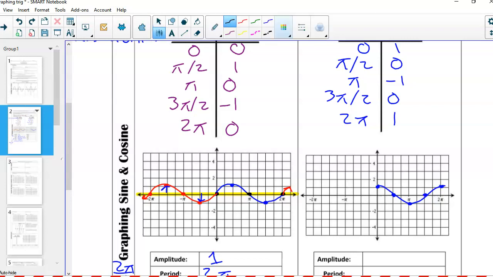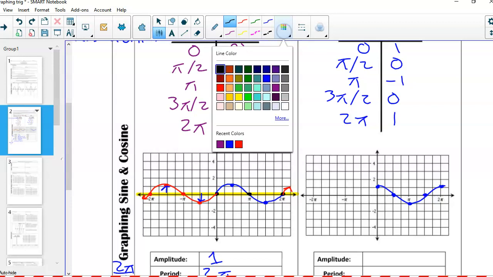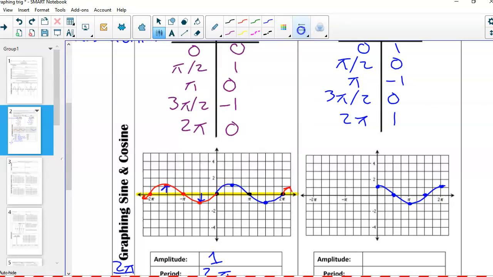And then we could do the same thing backwards. So negative pi over 2, it would be 0. Negative pi would be negative 1. Negative 3 pi over 2 would still be 0, and negative 2 pi would be 1. Those are supposed to be arrows at the end.